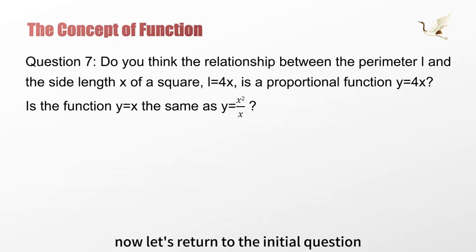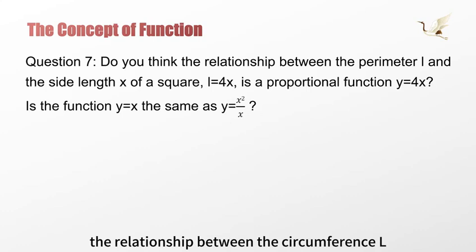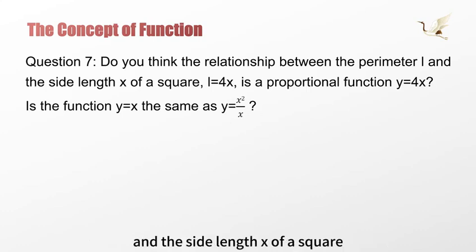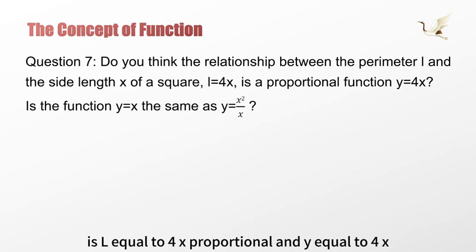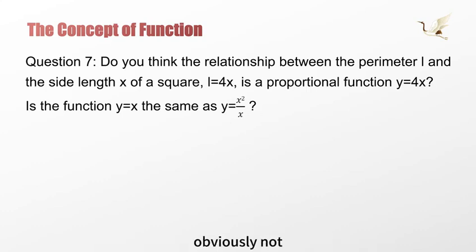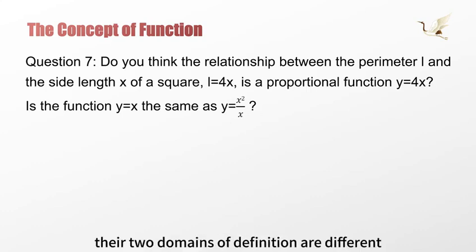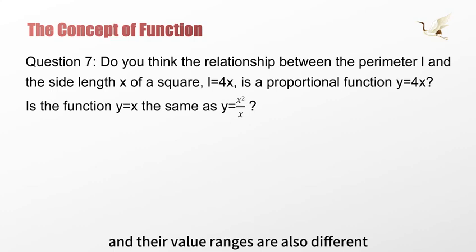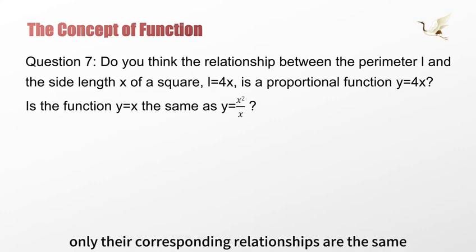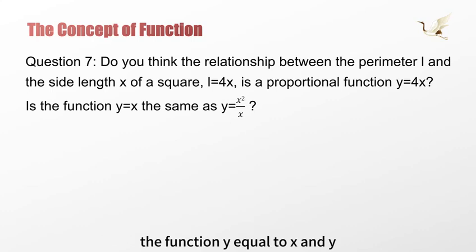Now let's return to the initial question. We cannot explain this problem with the help of function definitions from junior high school. After learning today's content, we can see the relationship between the perimeter L and the side length x of a square. Is L equal to 4x proportional, and y equal to 4x? Obviously not. Their two domains of definition are different, and their value ranges are also different, only their corresponding relationships are the same. The functions y equals x and y equals x squared divided by x are not the same function. Just having the same correspondence, the range of values is different.